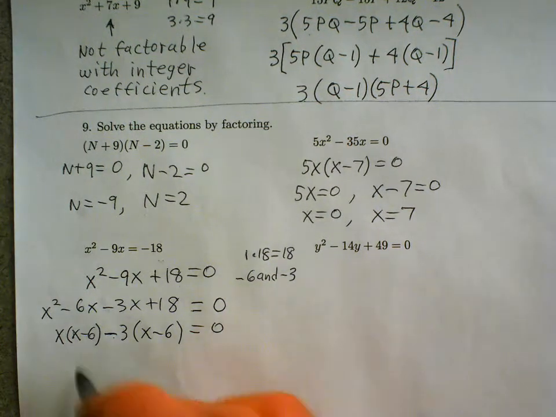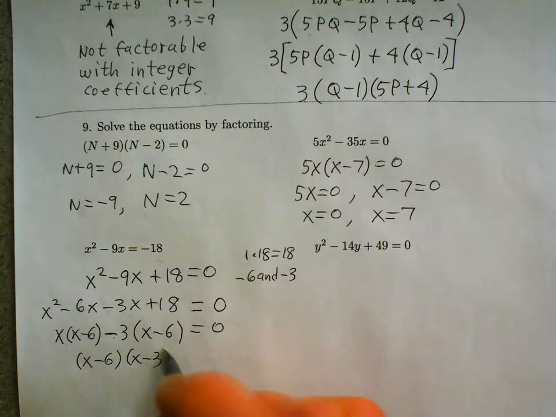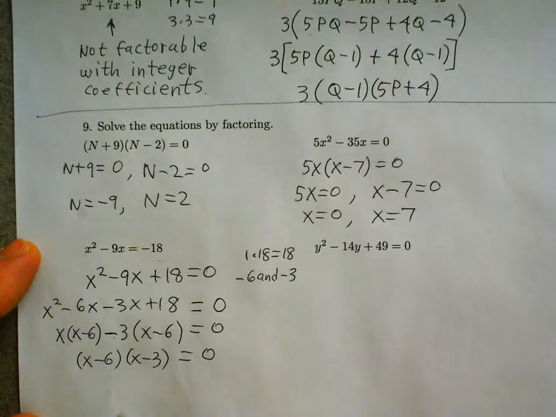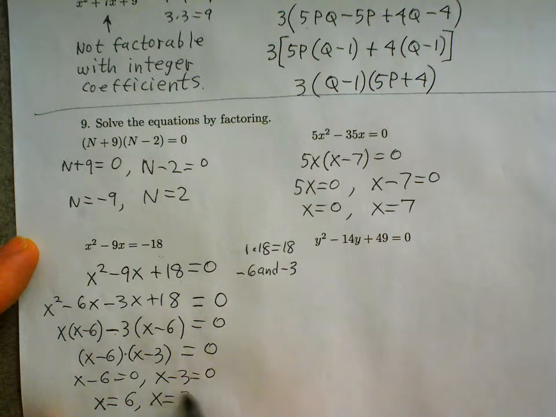Okay, then we get x minus 6 times x minus 3 equals 0. And we have one side 0 and the left-hand side factored, so set each factor equal to 0. X minus 6 is 0, and x minus 3 is 0. Then we get 2 solutions, x equals positive 6 and x equals positive 3.